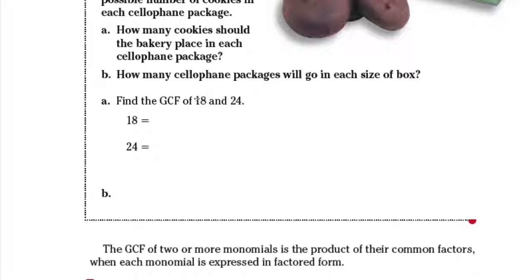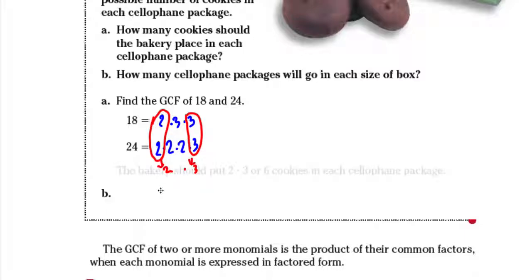So we first find the GCF of 18 and 24. The prime factors of 18 are 2 times 3 times 3. Prime factors of 24 are 2 times 2 times 2 times 3. And then we circle our common factors. This is common, and that is common. Bring them down once: this 2 down once, and that 3 down once, 2 times 3. The bakery should put 6 cookies in each cellophane package.